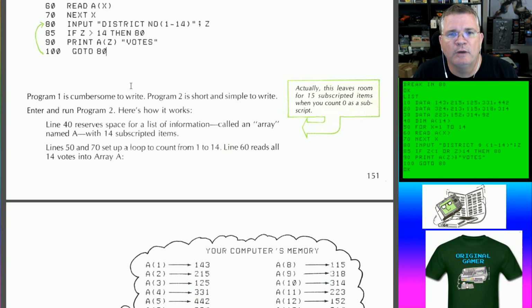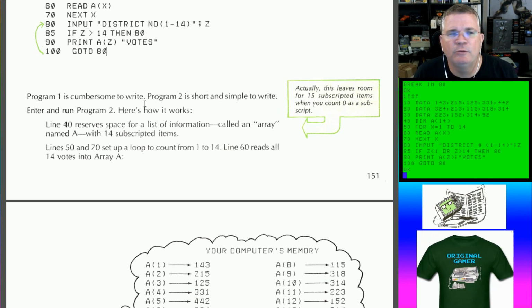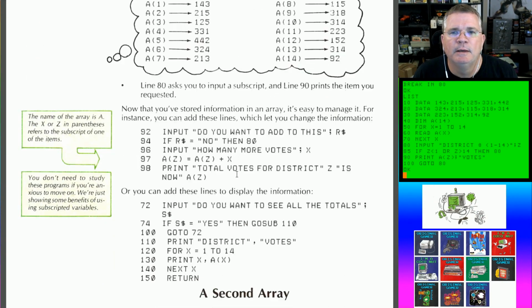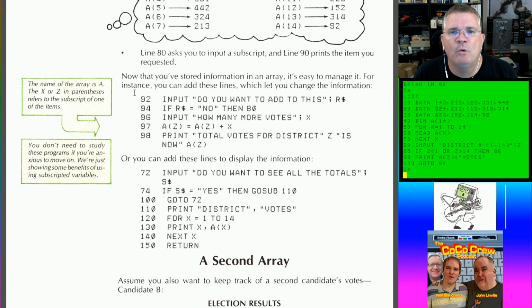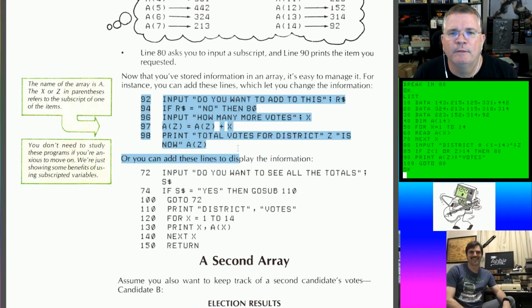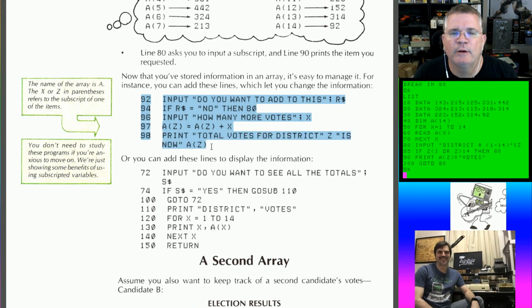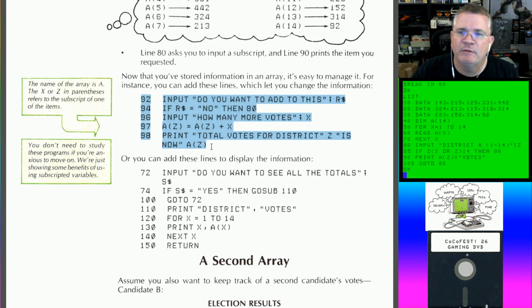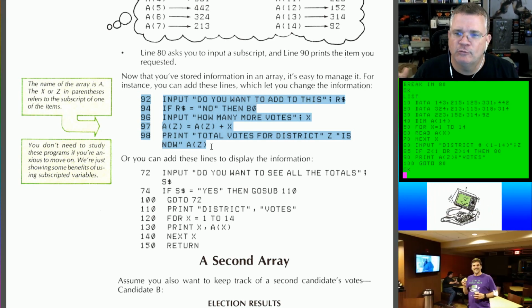It says program number 1 was cumbersome to write, and program number 2 is short and simple. Enter and run program 2, and here's how it works. I kind of just showed you how it works. And now it's also adding some more things here. The next enhancement to program 2 was to add the question of, okay, here's how many votes this district has, but would you like to add to that? So this is almost like how the Russians hacked our election.